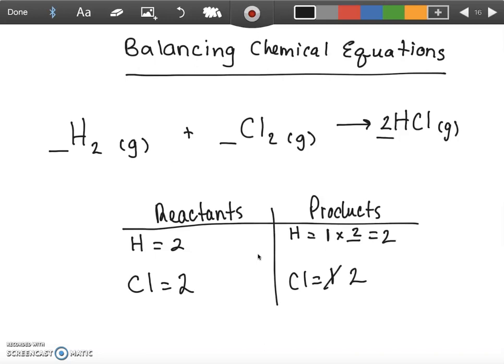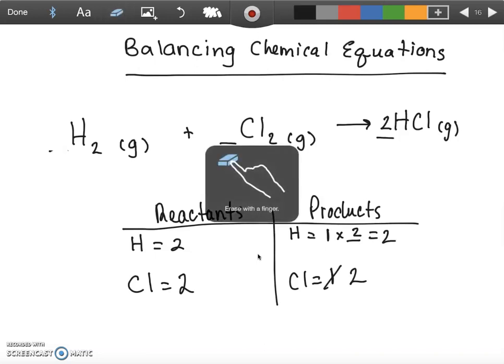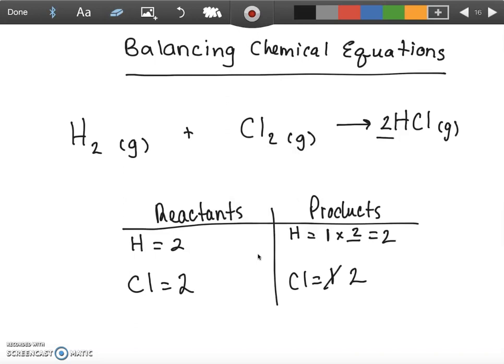And as you can see, this equation is now balanced, okay? In regular chemistry, we would have had you go through and put 1s in here. You don't do that in AP chemistry, okay? This is college level, that 1 is implied to be there.